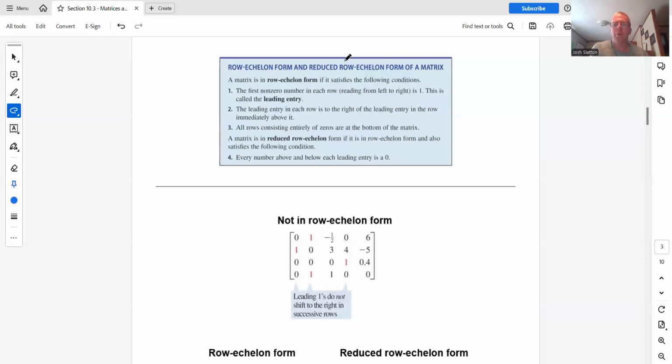Okay, so we kind of introduced the idea of a matrix and how we can use it to solve an equation, or a system of equations, I should say. So let's talk about row echelon form and reduced row echelon form.